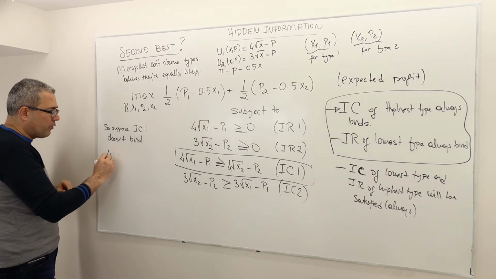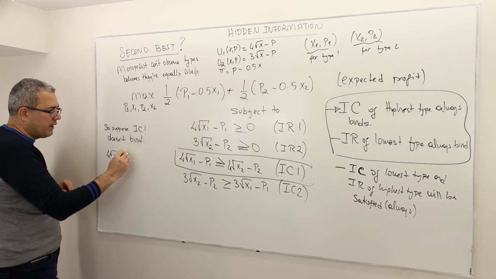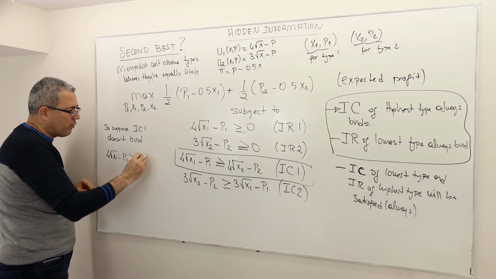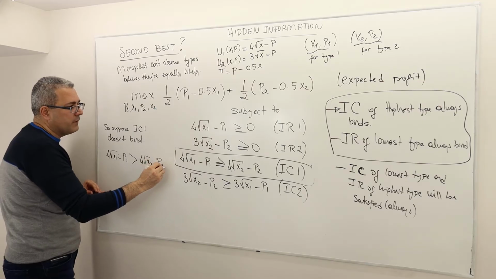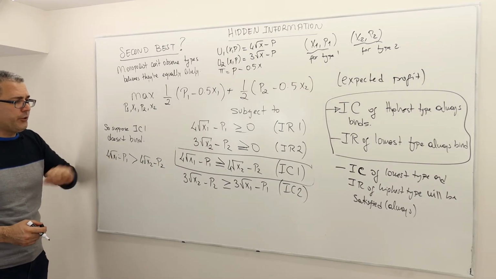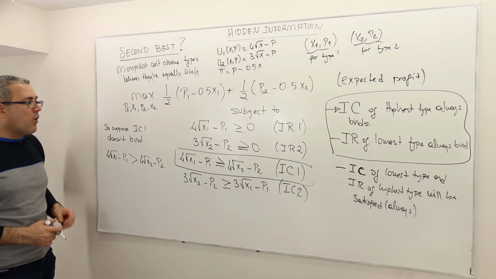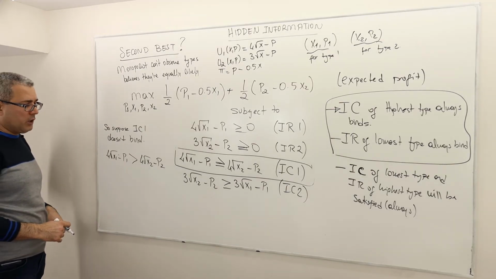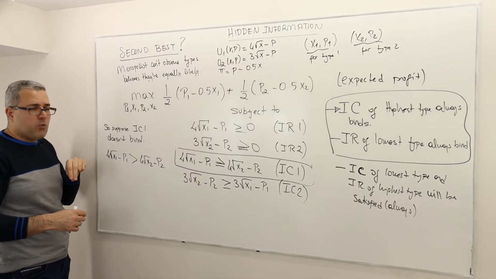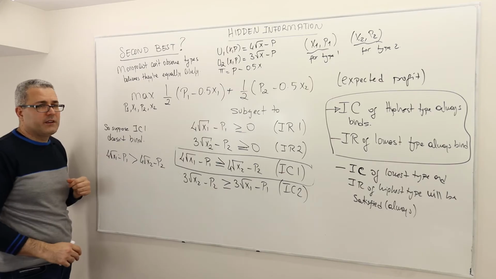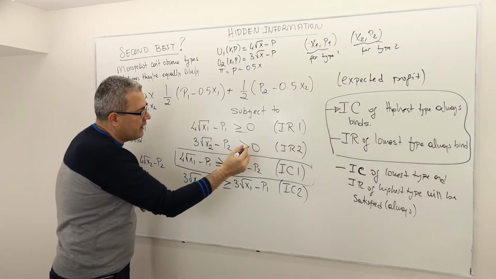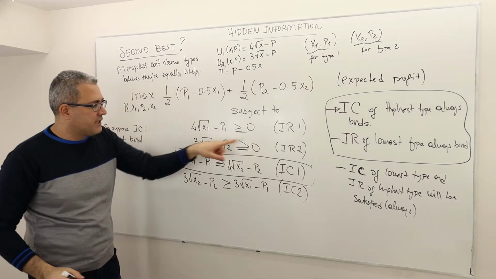Meaning 4 squared of x1 minus P1 is strictly greater than, it's not equal, it's strictly greater than 4 squared of x2 minus P2. Okay? So suppose this is true. Good. Well, what do I know? Because this x1, x2, P2, P1 satisfy those 4 conditions, I know the following. Look, the x2 and P2 will satisfy this.